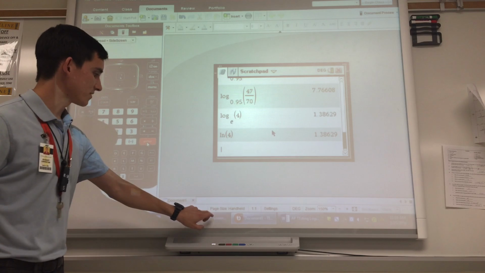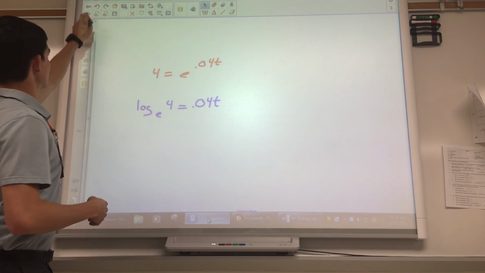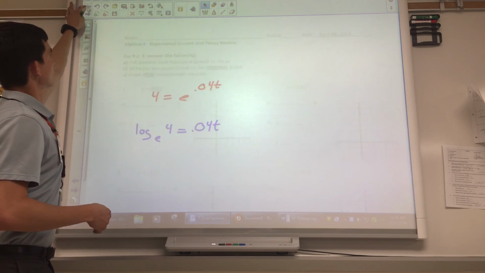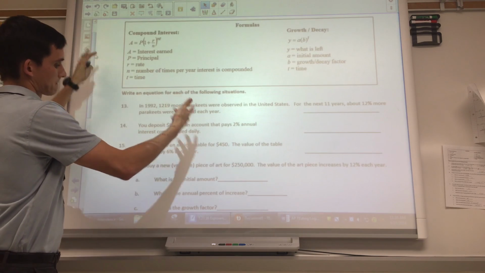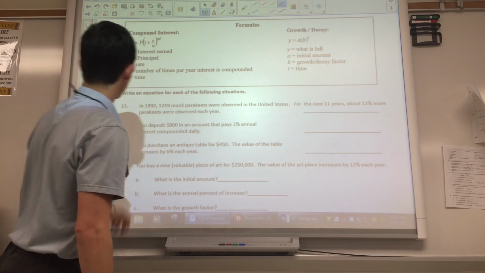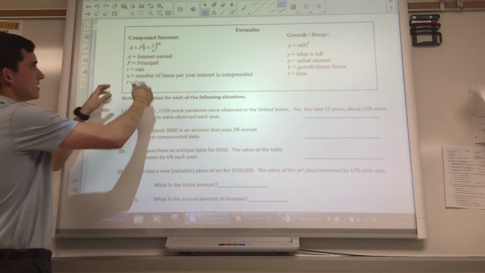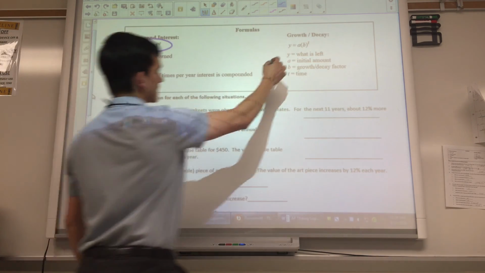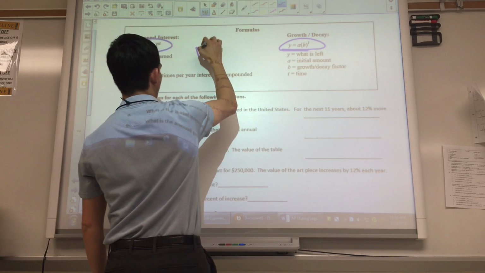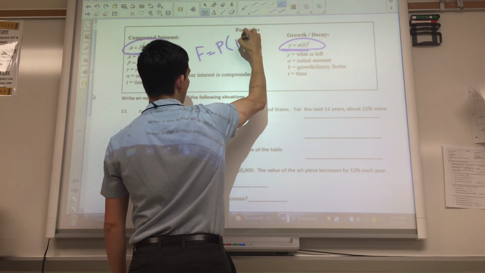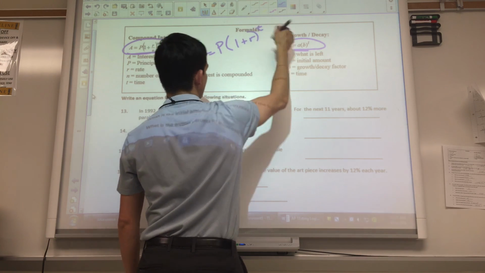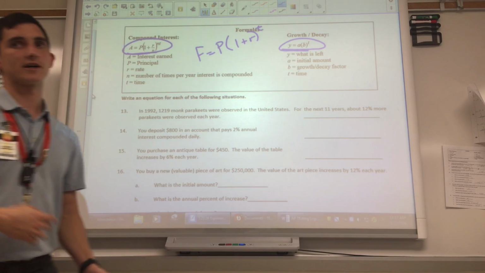Okay, so with that being said, that should be enough for you guys to do pretty well on the front side of this. You should be able to do most of this. Here's something that you're familiar with. This right here is just F equals P times 1 plus r to the t. That's all that is. Okay?